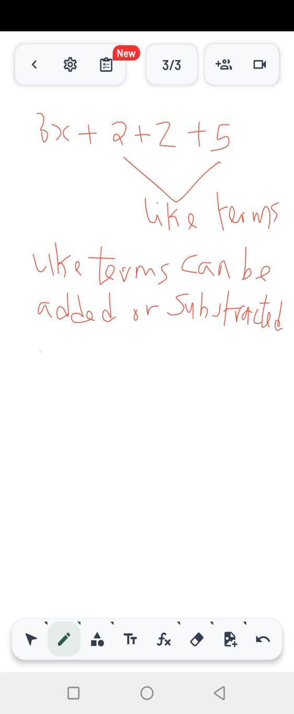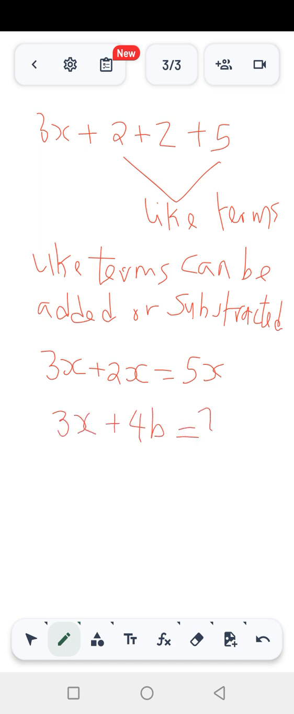Let's say I have 3x and 2x. This will give you 5x, which means it's just taking 2 plus 3, you get 5. But if you do 3x plus 4b, this can never happen. You'll end up with the same thing here. Why? Because I cannot add 3x and 4b. These are unlike terms. They don't have a common letter.